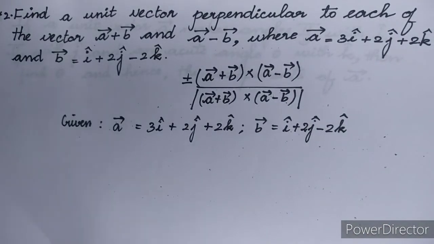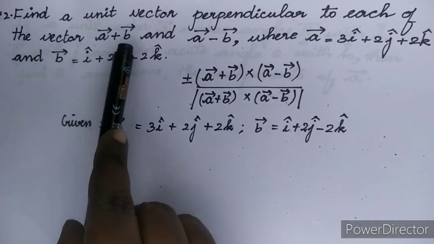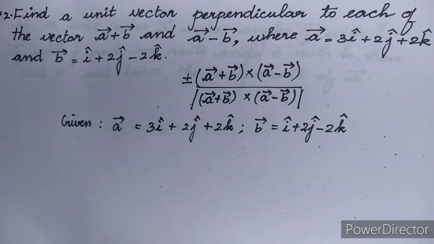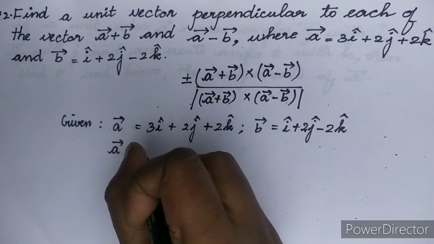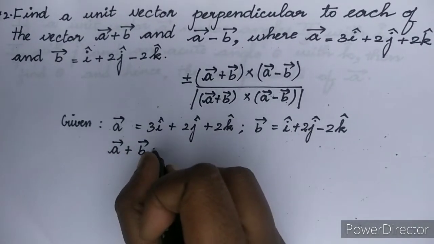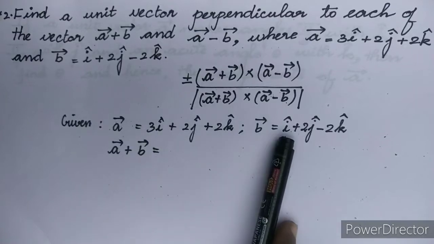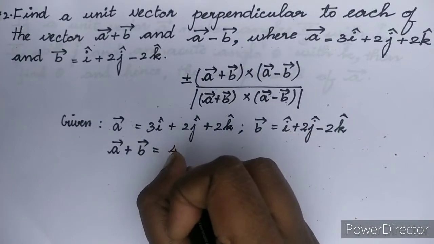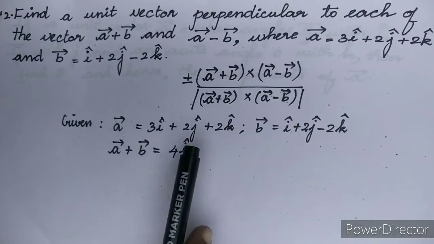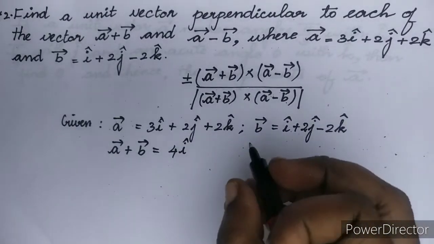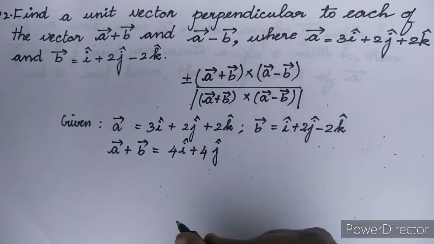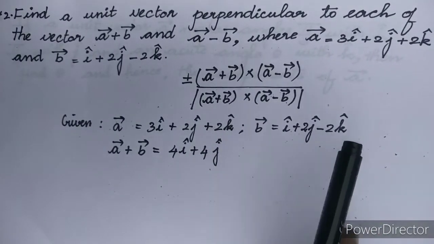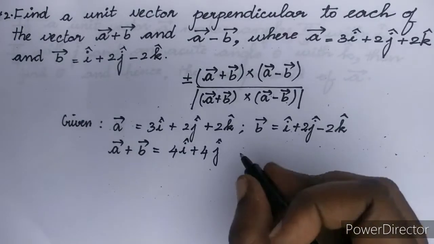Before finding the unit vector which is perpendicular to the vector A vector plus B vector and A vector minus B vector, we have to find A vector plus B vector. So our A vector plus B vector will be equal to 3 i cap plus i cap is 4 i cap and 2 j cap plus 2 j cap is 4 j cap. So plus 4 j cap and 2 k cap minus 2 k cap is 0. So no need to write.